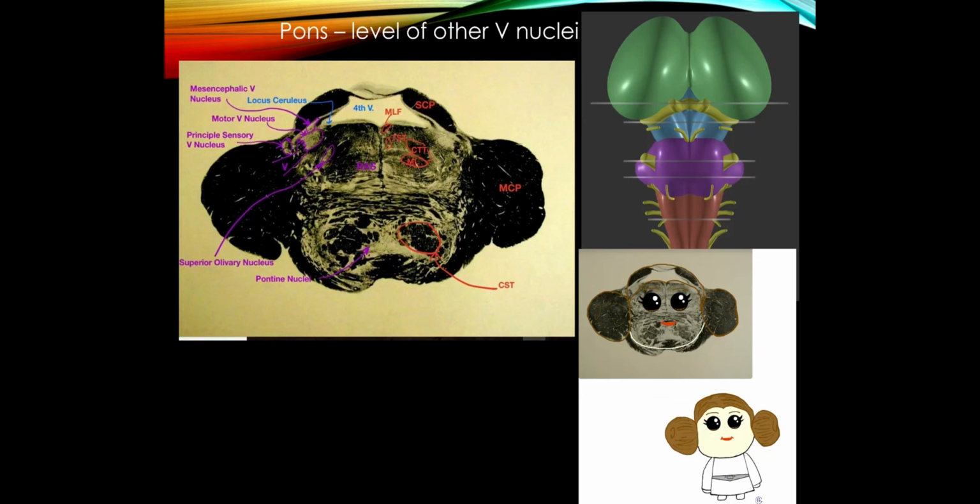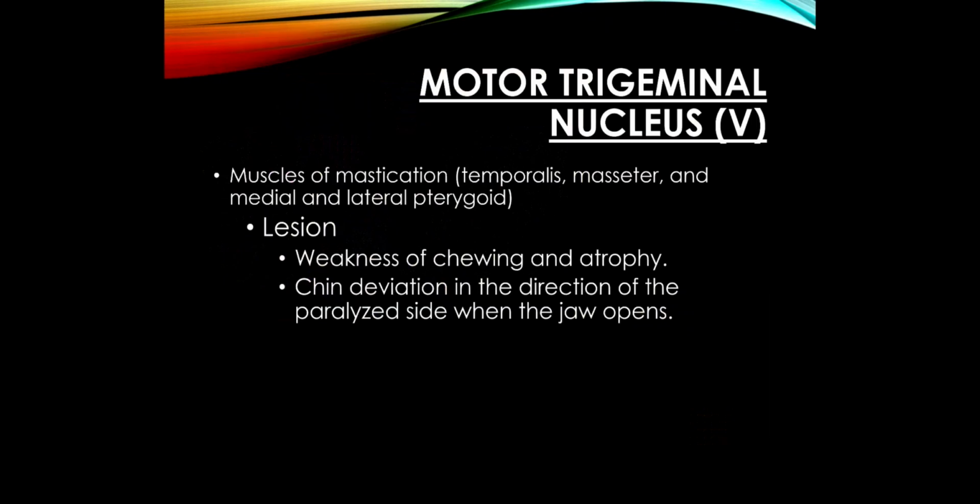Lastly, this doesn't show up very well, and it's not starred, so I certainly would not ask you to identify this, but the locus ceruleus is about in this location here and over here. All right, and so remember the locus ceruleus produces norepinephrine. All right, so let's go through these trigeminal nuclei in terms of their function.